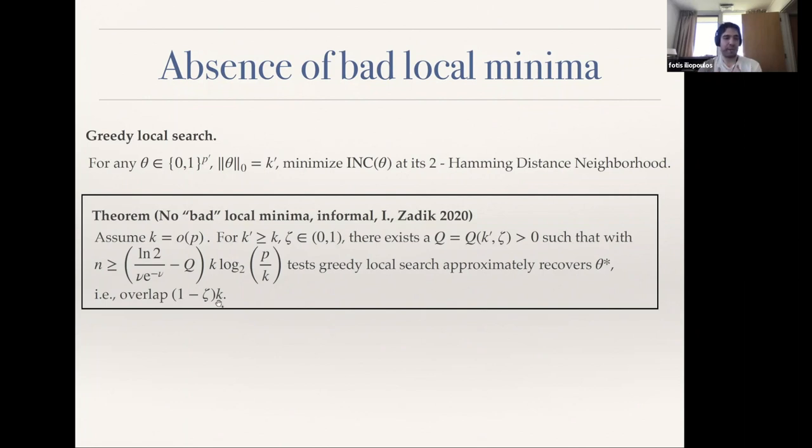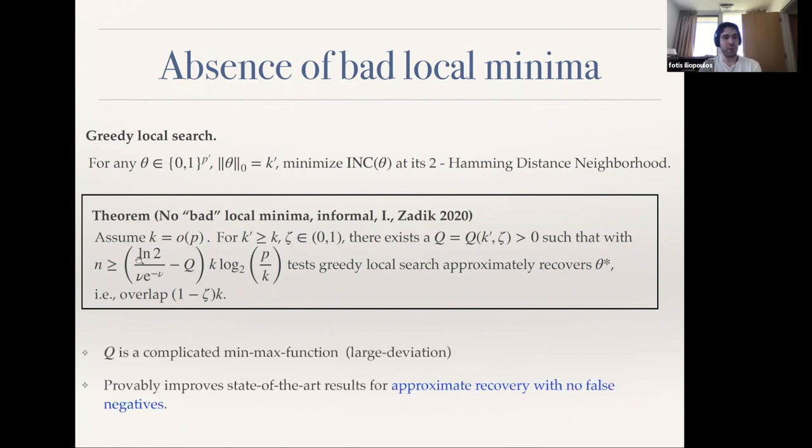Okay, and we prove this by showing that there are no bad local minima as long as the number of tests is at least this much. This quantity here, log 2 over nu to e to the minus nu, is not an arbitrary number. It's basically the hard regime for approximate recovery with no false negatives. And q is a complicated min max function that comes from large deviations. So in other words, this theorem says that this greedy local search algorithm provably shrinks the computational statistical gap for the approximate recovery task with no false negatives, which is kind of the hard task in approximate recovery, and it's relevant to medical testing. That makes sense.